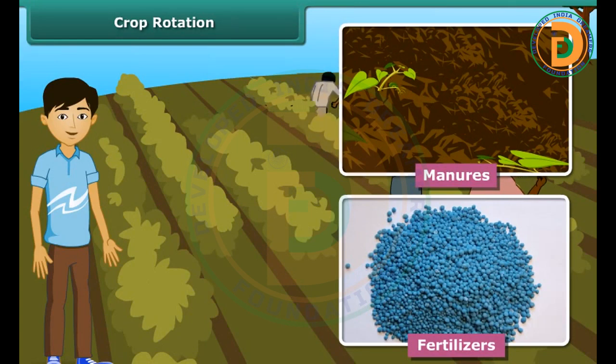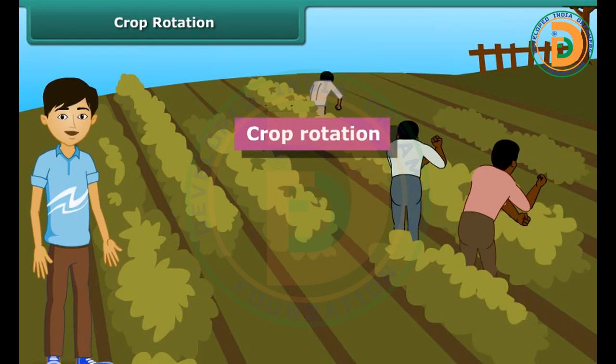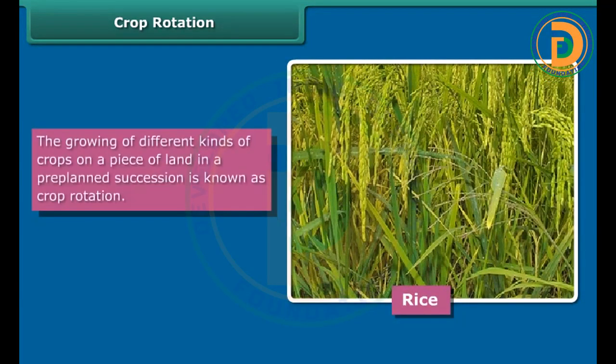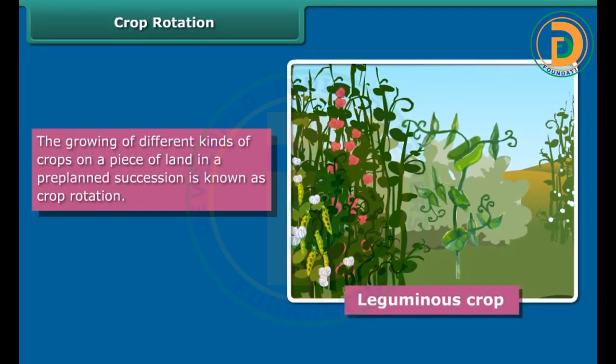Now let us move on to know another method of replenishing the soil with nutrients. It is known as crop rotation. Do you know when a cereal crop like rice is grown in the soil, it uses up a lot of nitrogenous salts, so that if another cereal crop is grown in the same soil, the soil becomes nitrogen deficient. So, by rotation, a leguminous crop should be grown after a cereal crop.